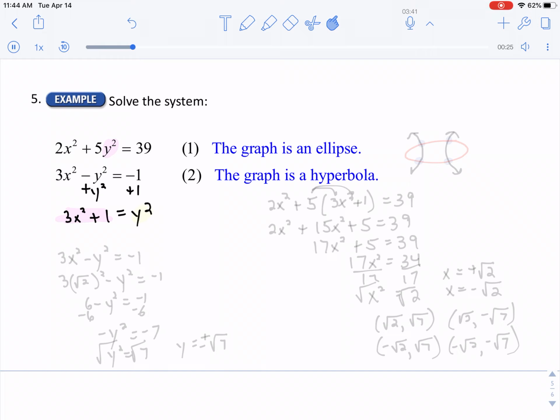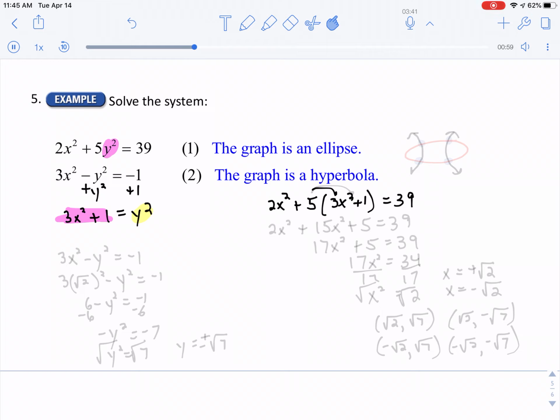Now I'm going to take this y squared, which is really 3x squared plus 1. They're equal to each other. And I'm going to take this y squared out and replace it with 3x squared plus 1. So I'm using substitution. That gives me the original 2x squared plus 5, now taking out the y squared and putting in its place 3x squared plus 1. And that's supposed to equal 39.